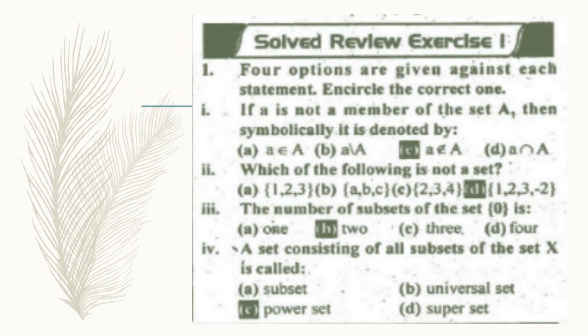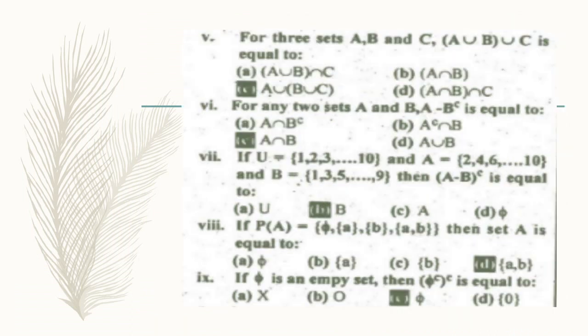Third, the number of subsets of the set of 0. We can see here the singleton set which has only one member. It has the empty set and the set itself as the subsets of this set. Fourth, a set consisting of all the subsets of the set X is called the power set. Fifth, for three sets A, B and C, A union B union C is equal to A union B, B union C. Here only the small brackets' position changes.